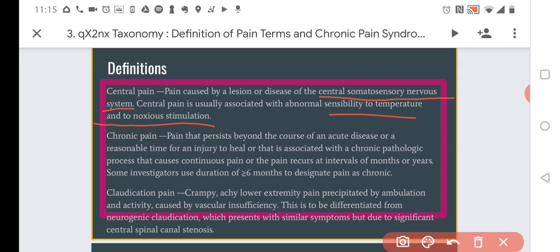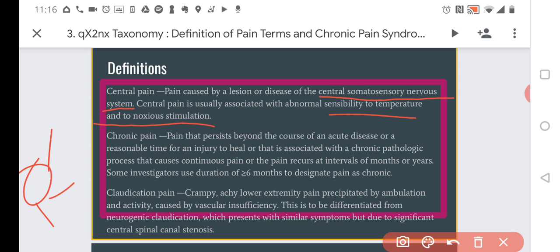Normally, we have some damage in the periphery of our organs, for example our limbs, or our internal organs of the stomach, of the chest, things like that. Internal organs maybe not as frequently, but generally from our skin and things like that. But in the case of central pain, pain is caused by a lesion, for example, a stroke, of our central somatosensory nervous system. So our central nervous system is affected and it causes pain.